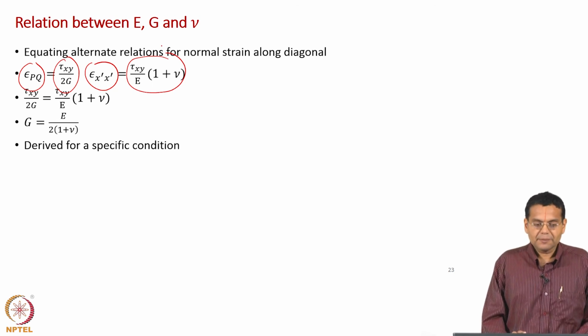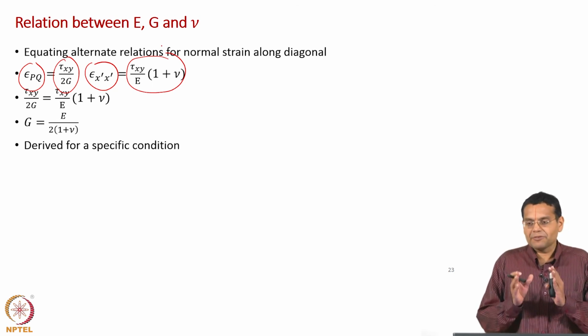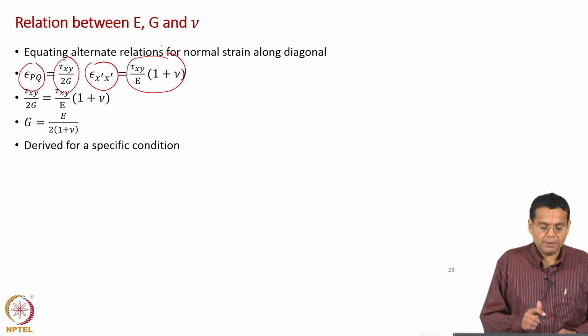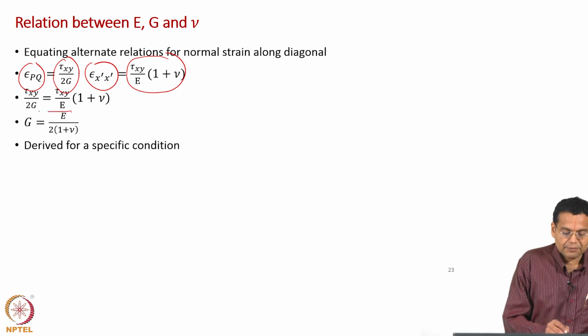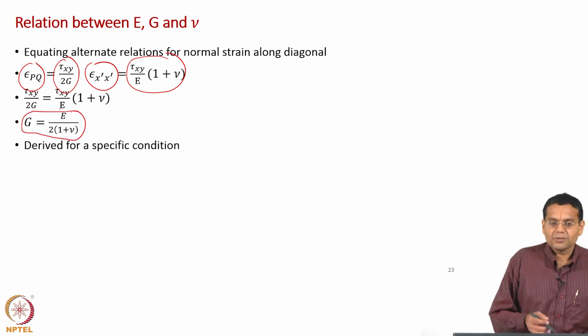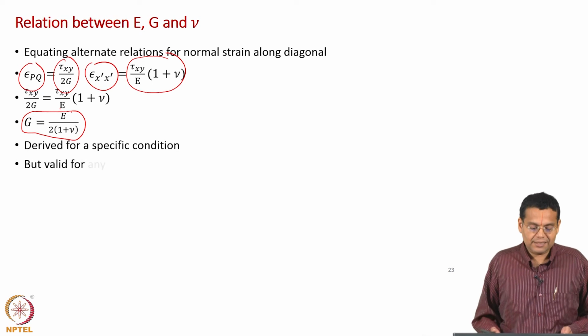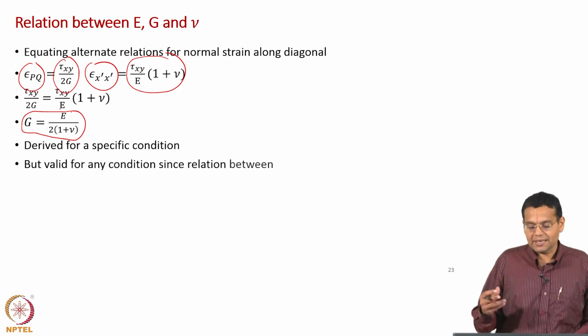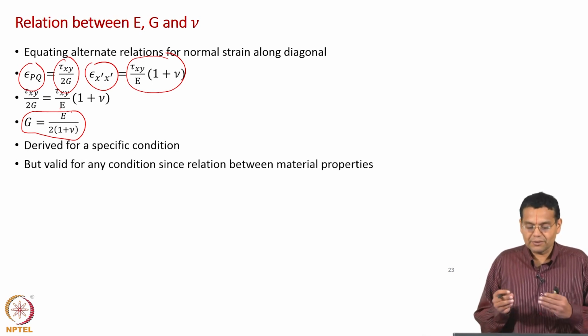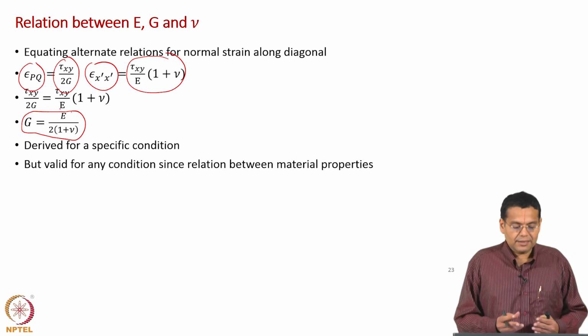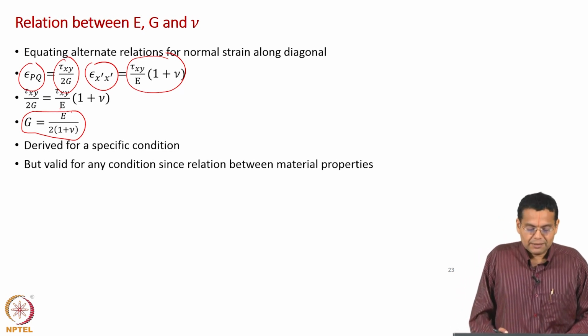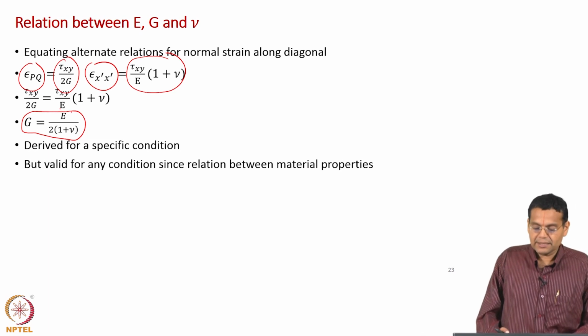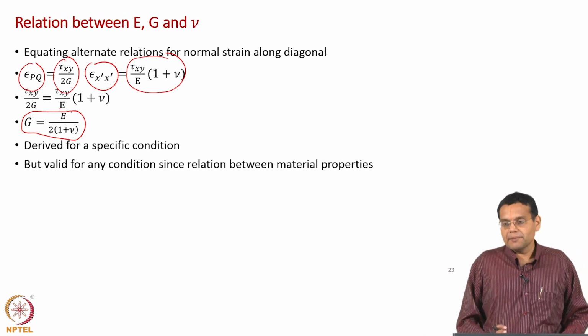I would like to mention that we have derived this for a very specific condition: a plate, 2-dimensional case, subject to pure shear stress. But remember, these are relationships between material properties, so they should be valid under any general condition. We can't take a very general condition, that becomes difficult. So, we took a very simplified geometry and derived the relationship, but it is valid for any condition since it is a relationship between material properties.